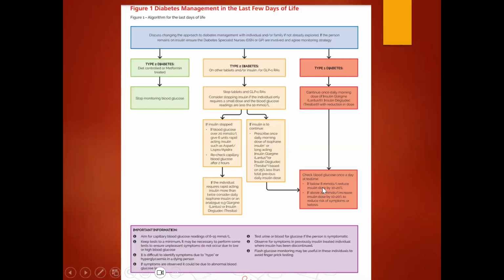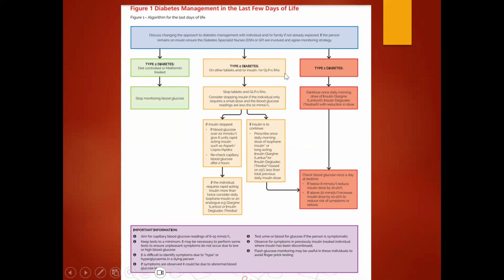If it is below 8 millimole, reduce the insulin dose by 10 to 20%. If it is above 20 millimole, increase the insulin dose by 10 to 20% to reduce the risk of symptoms or ketosis. So this is very important in the context of type 1 diabetes patients who are on insulin only. We continue their long-acting insulin only and we check their evening blood glucose and then adjust the doses of the long-acting insulin accordingly.